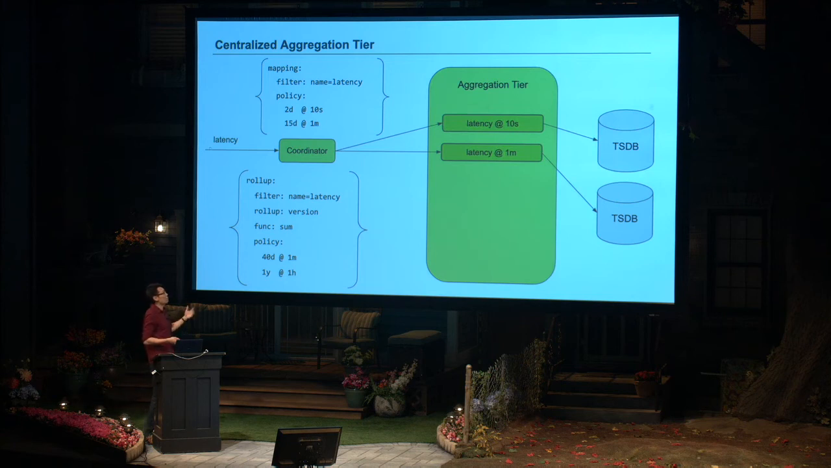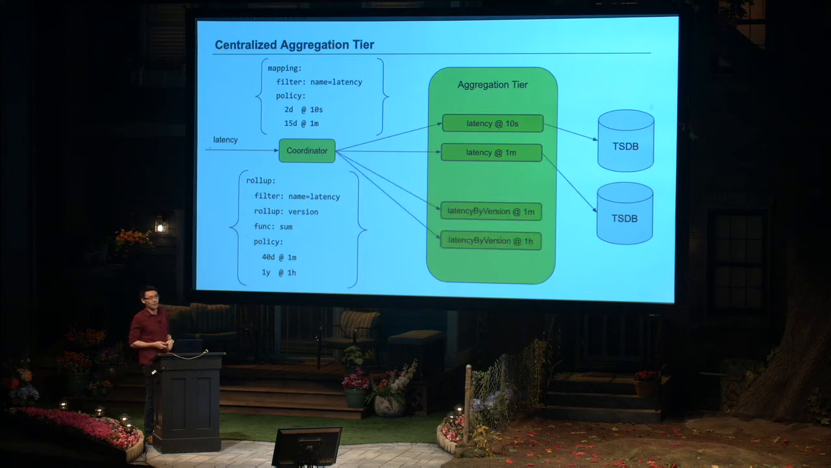So in this example, we want to roll up everything by the version tag. You can specify the aggregate function that you want, just like we did in the Prometheus recording rule, which is sum. And finally, you can also specify the policy. So for these aggregate metrics, I want to store them for 40 days at a 1-minute resolution and a year at a 1-hour resolution. So the coordinator will take that same data point that's coming in and also write it to 2 more entries if you have an aggregate rollup rule.